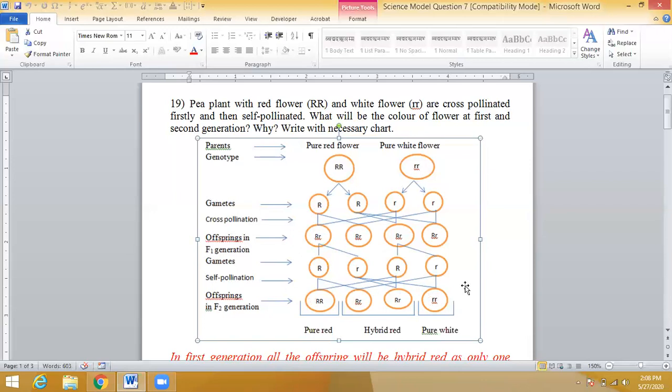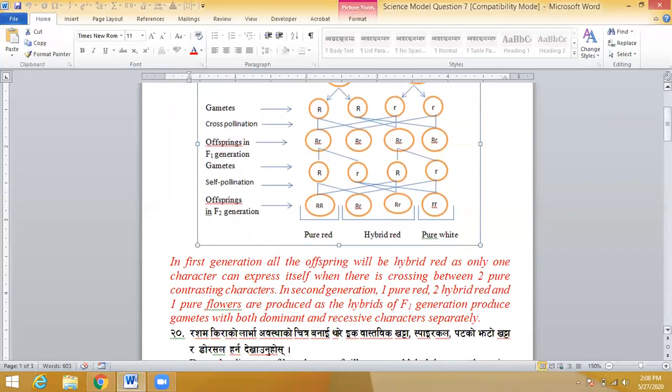Okay, now let's give the reason. Why was there 100% red in the first generation and why are there different colors in the second generation? Let's explain this with reasons. The first reason: let's talk about why all the offspring are red in the first generation. The answer is, in the first generation all the offspring will be hybrid red because only one character can express itself when there is a cross between two pure contrasting characters.